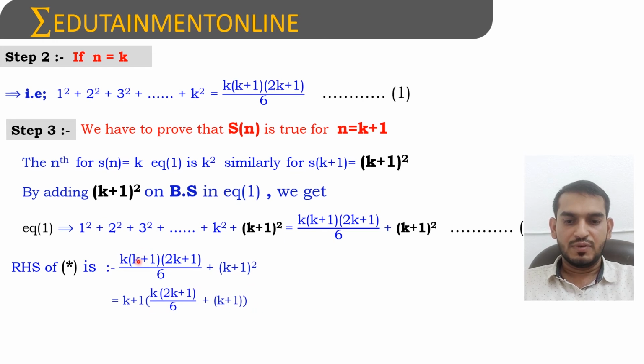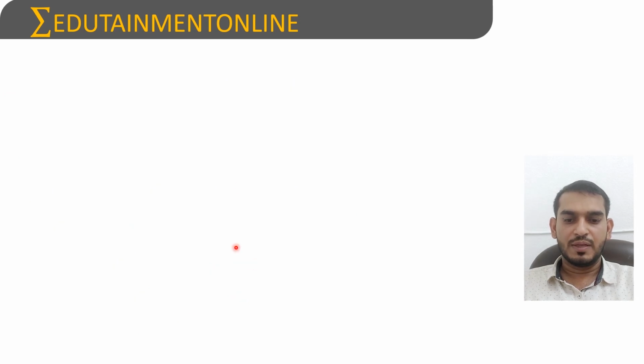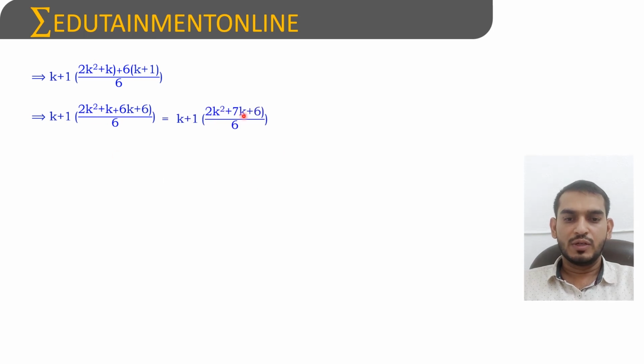We can take k plus 1 common because in this term k plus 1 is there, and here also k plus 1 is there. So we can write it as k plus 1 into, here what remains, k into 2k plus 1 by 6, and here k plus 1. Multiplying this k, k into 2k is 2k square and k into 1 is k, and cross multiplying with 6, that will be 6 into k plus 1. Now resolving this, we get 2k square plus k plus 6k, which is 7k. So we can write it as 2k square plus 7k plus 6 by 6.